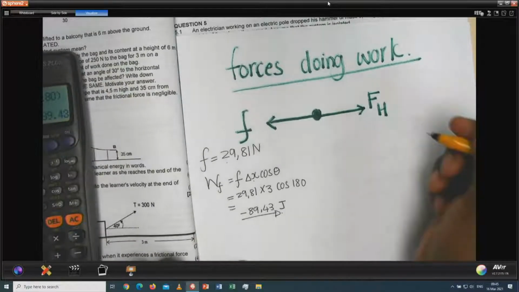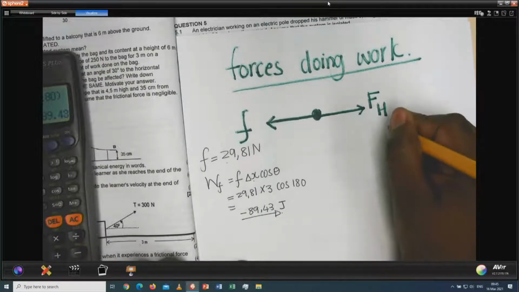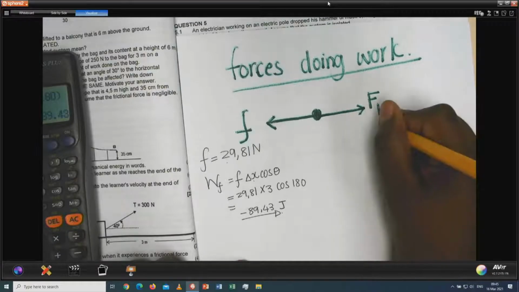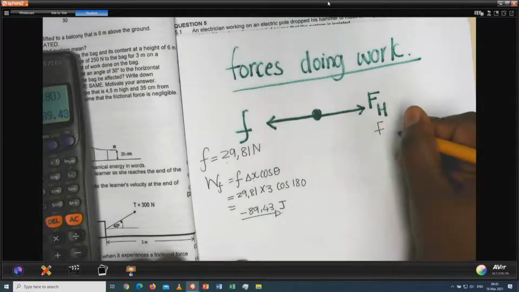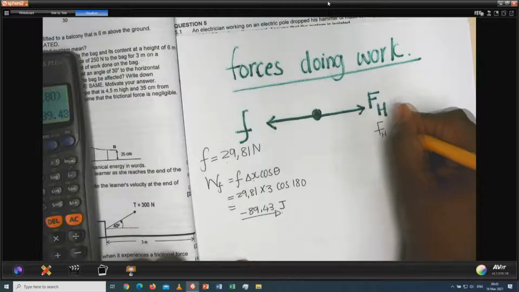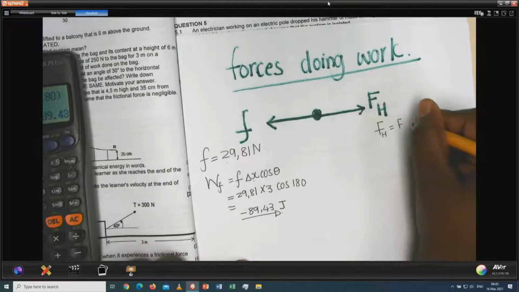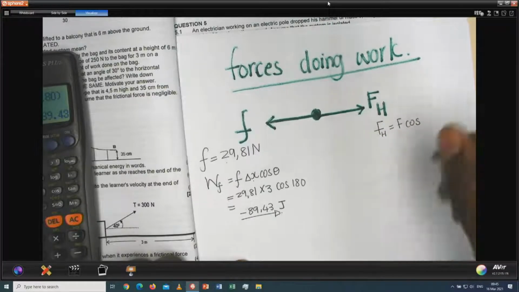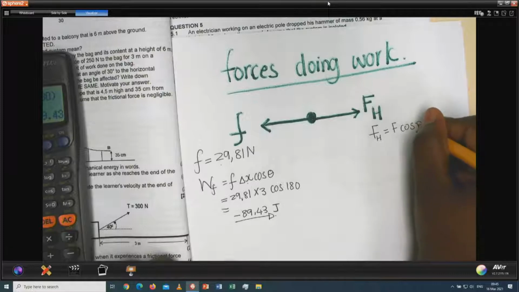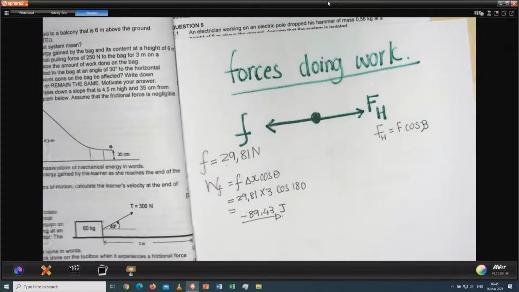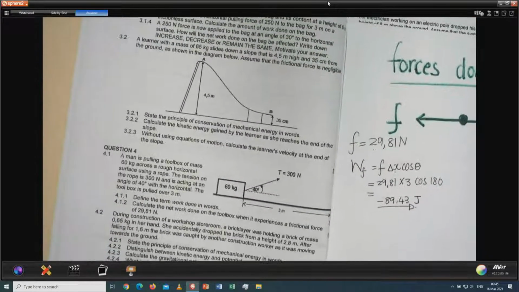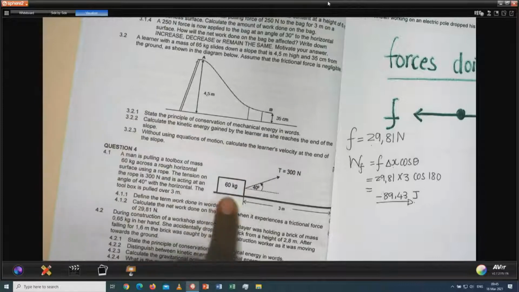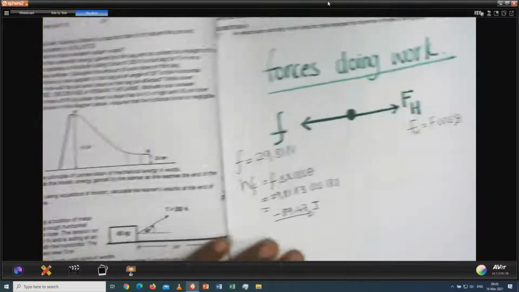Then you come again here. You've got the horizontal component. When you calculate how much this force is, you will say it is F cos beta, I'll use beta because now I don't want to use too many thetas, which is the angle between the force and the surface.